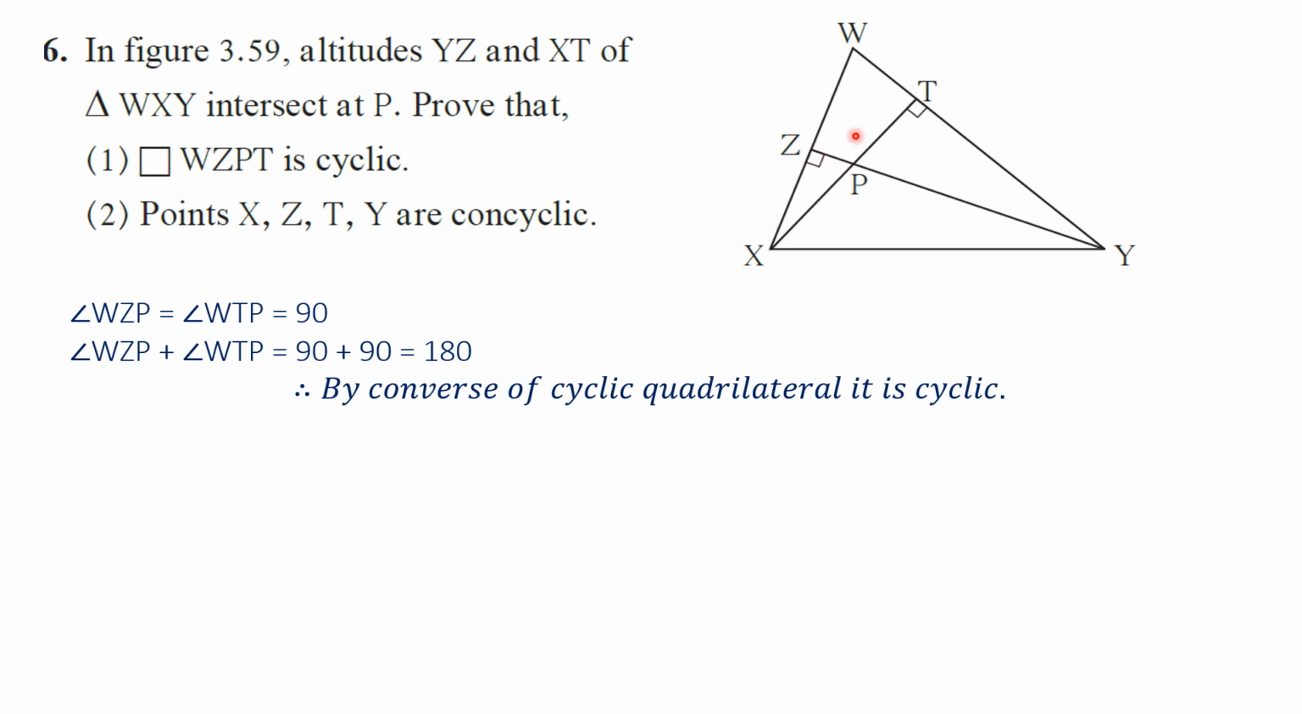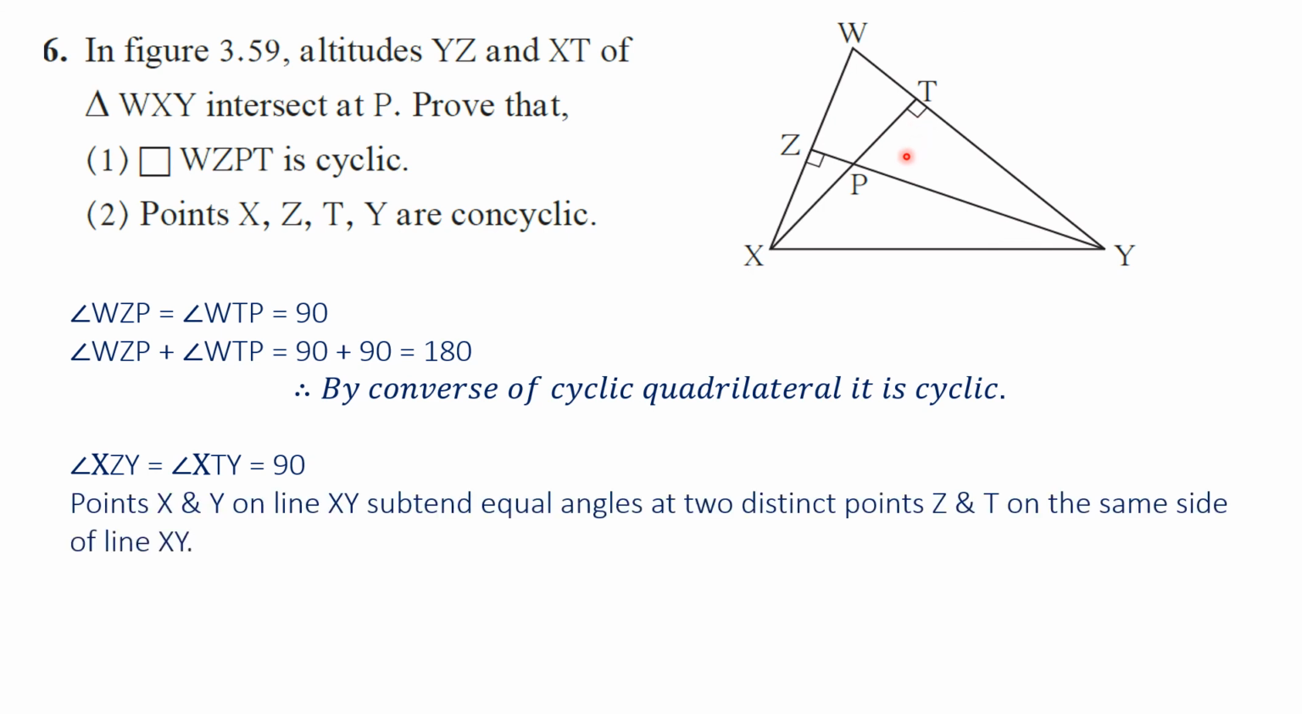By using the property of cyclic quadrilateral, we can write this quadrilateral WZPT is cyclic. Now, angle XZY, that is this angle, and angle XTY, that is this angle. The measure of these two angles is 90 degree. Now points X and Y on line XY subtend equal angles at two distinct points Z and T on the same side of line XY.